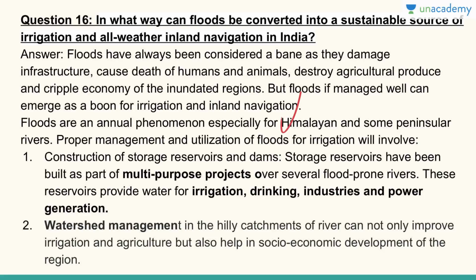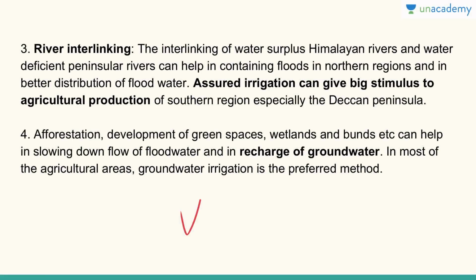So you construct storage reservoirs and dams, obviously goes without saying, multi-purpose projects for several flood-prone rivers for irrigation, drinking, industries, power generation. Then you do watershed management, which not only helps in irrigation and agriculture but also in the socio-economic development of the region. Then try river interlinking. So the surplus water of Himalayan rivers can go to the deficit peninsular rivers and it can avoid flood-like conditions. And assured irrigation can give a big stimulus to agricultural production, especially in the Deccan Peninsula.